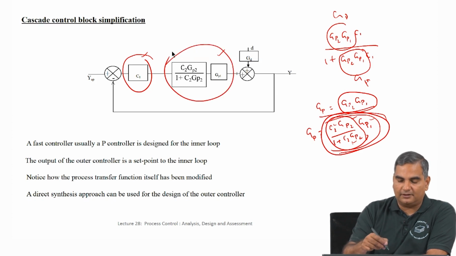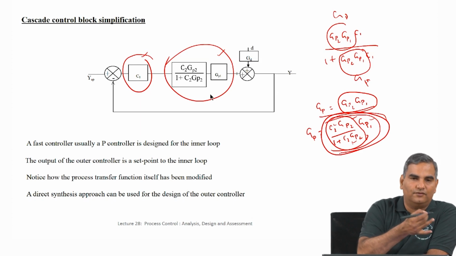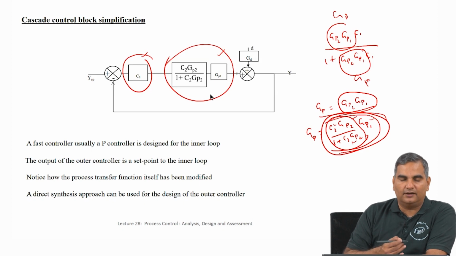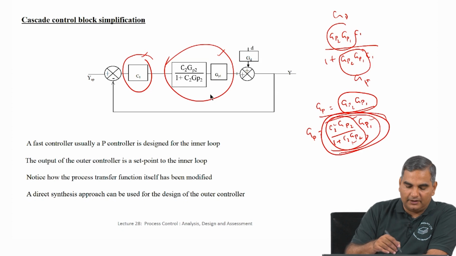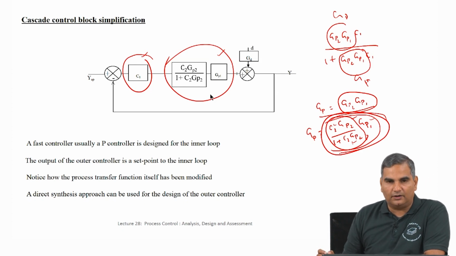Okay. So the first controller is a simple P controller, make it fast, and once you do that, you have this modified transfer function model, for which again you can use everything that we have learned in terms of controller design. So you can either use Ziegler-Nichols, Cohen-Coon, IMC based tuning, or you can do some direct synthesis form that you are interested in, and then you can tune the outer controller.